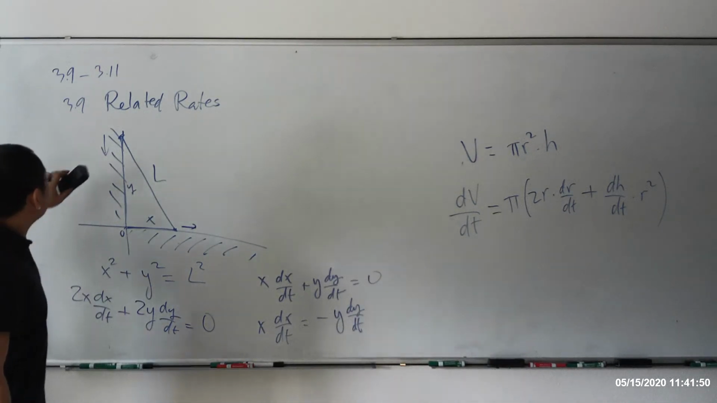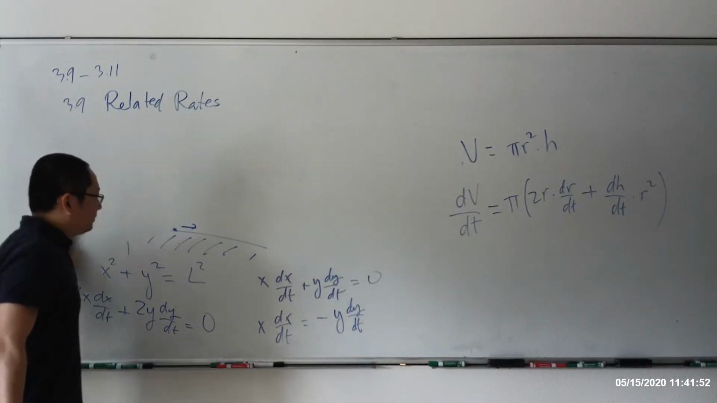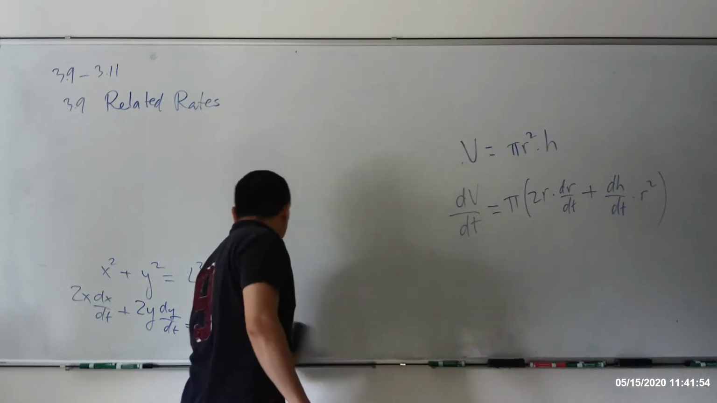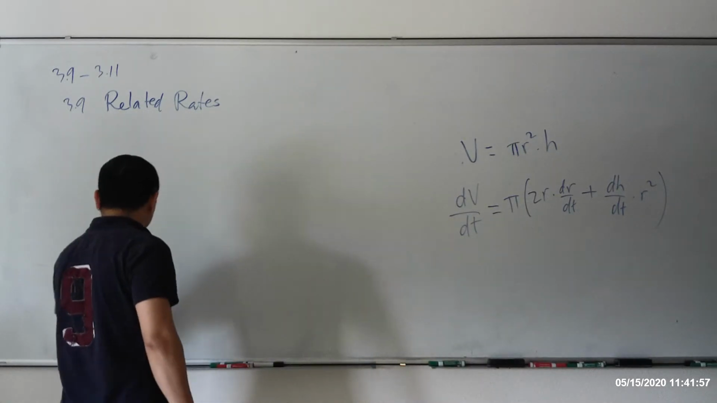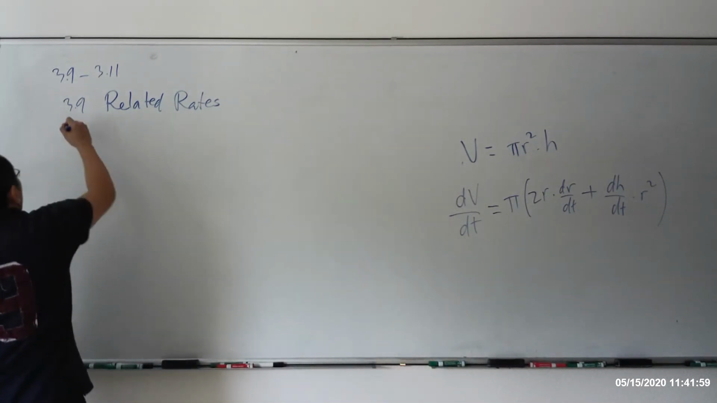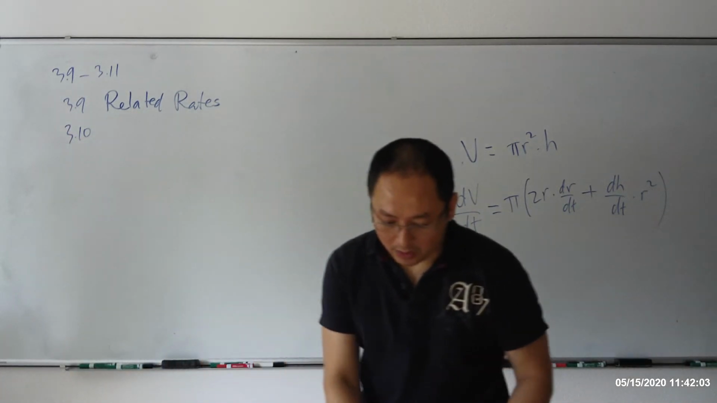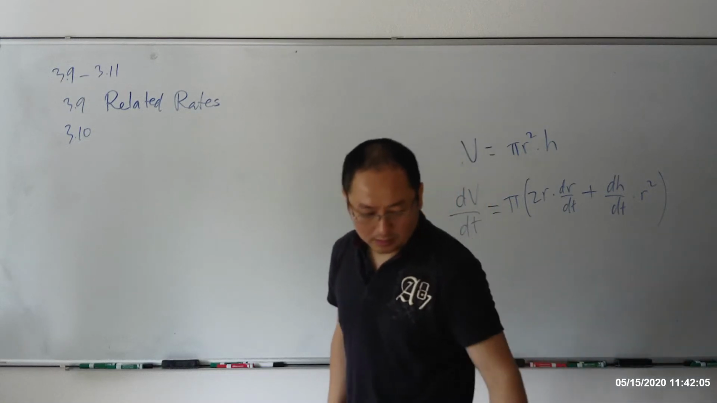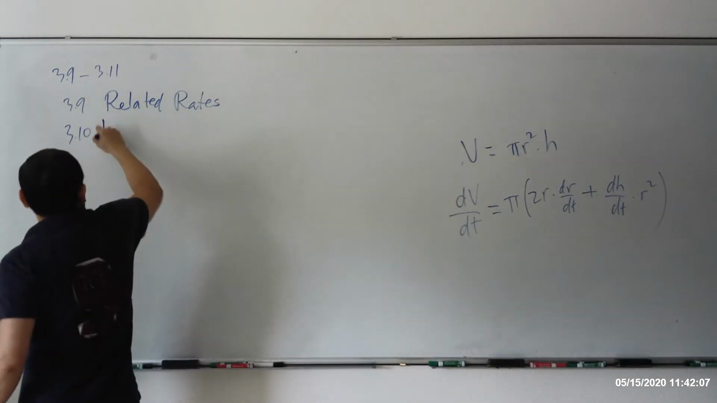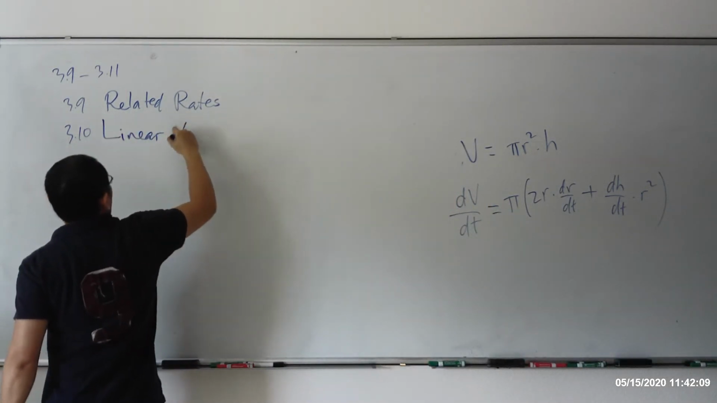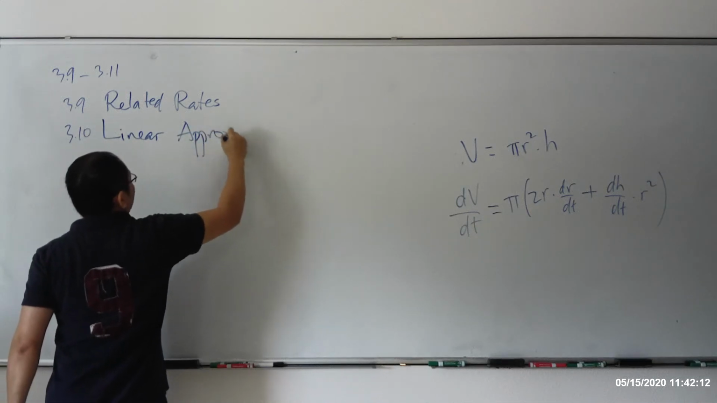Let's move on to the next section, 3.10. What is it called? Linear approximation, I think. Okay. Linear approximation.